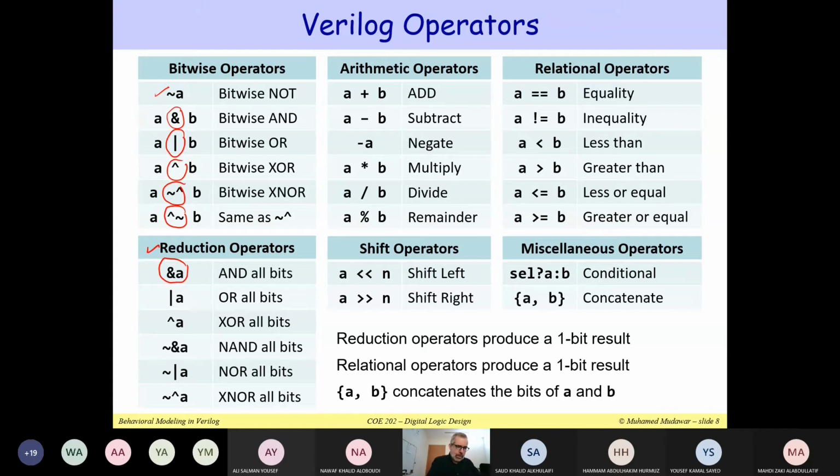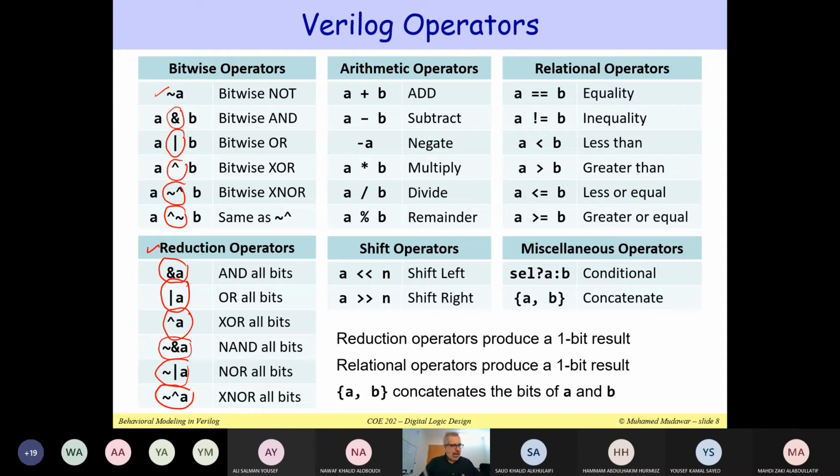You can OR all the bits of A, that's reduction OR. You can XOR all the bits of A. You can say not AND, this will be NAND. We are NANDing all the bits of A. Not OR, that will be NOR. And we have not XOR, that will be the exclusive NOR. So all of these are reduction operators which are defined in Verilog.